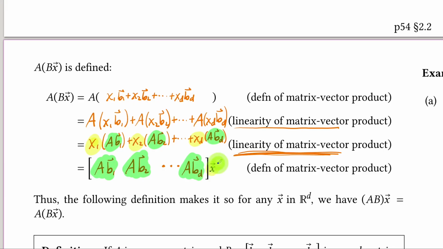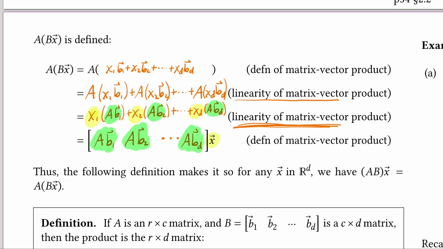And the vector you're multiplying by has those entries as weights. So this is what AB should be, so that A times B, the product, multiplied by x, is the same as A times the product Bx. Because we started with A times the product Bx, and we can see it's the same as this matrix times x. Neat.